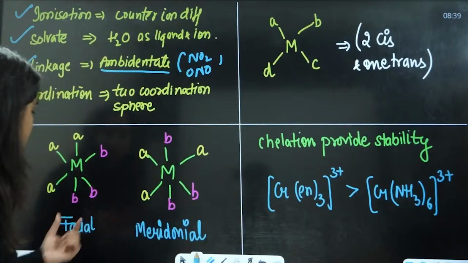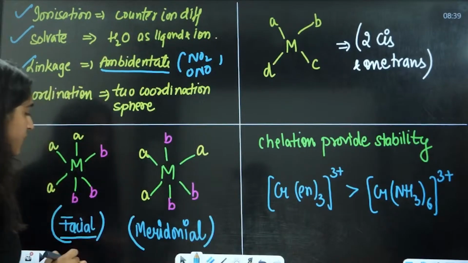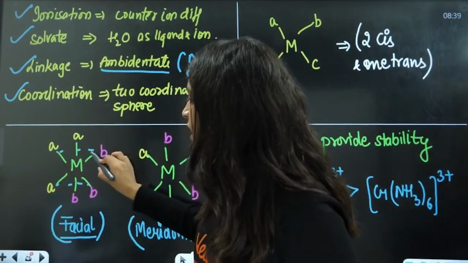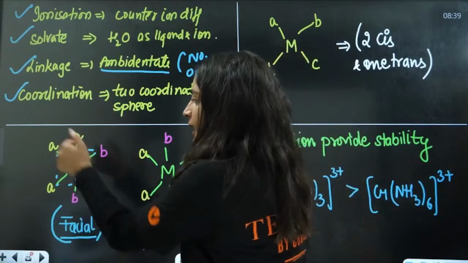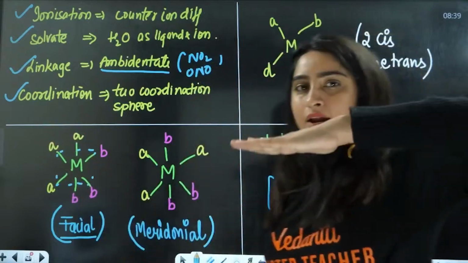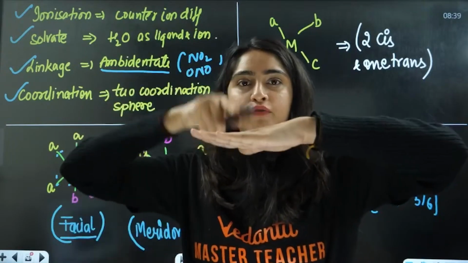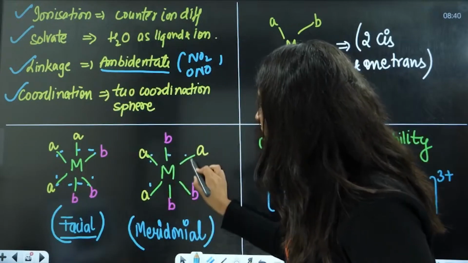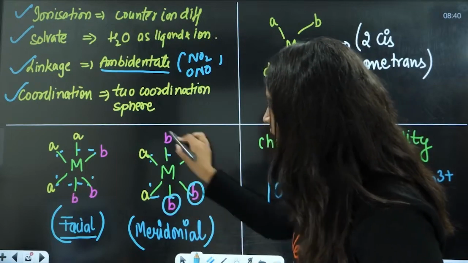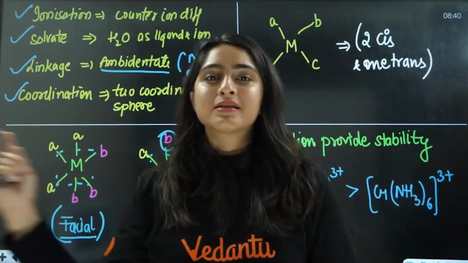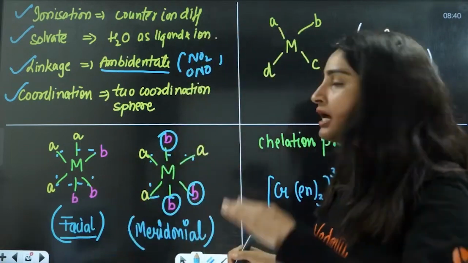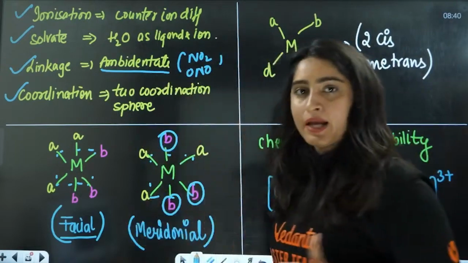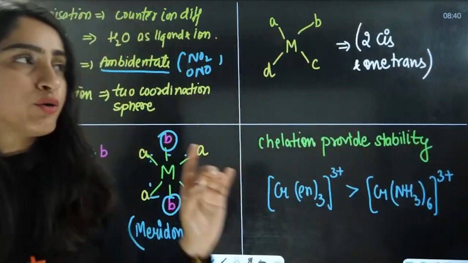Next is facial and meridional isomerism. What is facial? What is meridional? In the facial case, the identical ligands in the octahedral geometry are in adjacent positions: B, B, B and A, A, A. In the meridional case, for example, this is the upper part and this is the lower part, and the four ligands are on the square planar face, which is one plane. Here the B, B, B ligands lie on the meridian: one upper one and two in the plane. That is the meridional isomer.